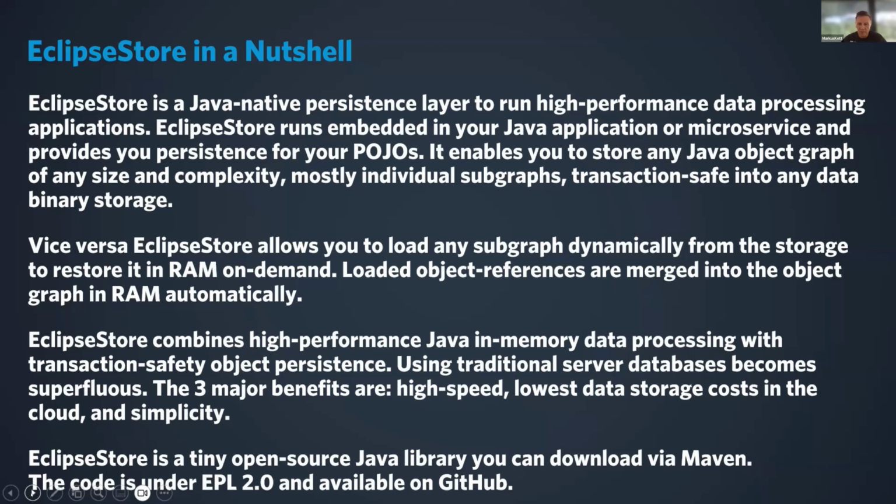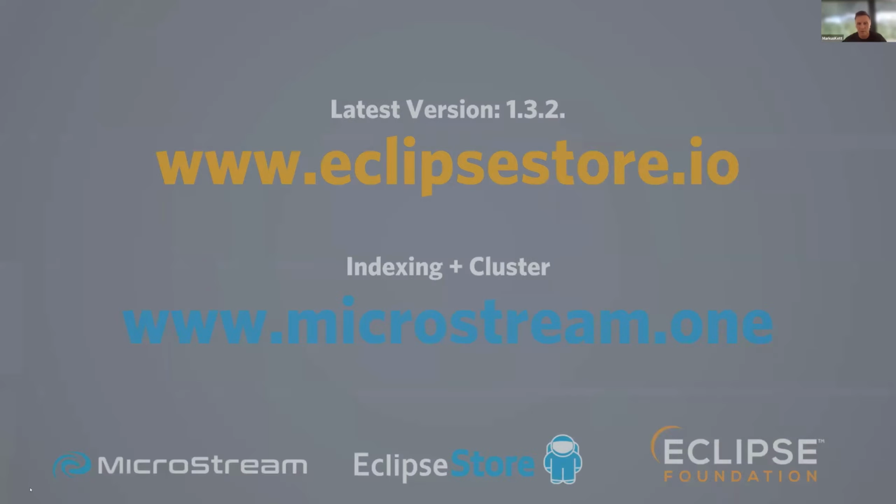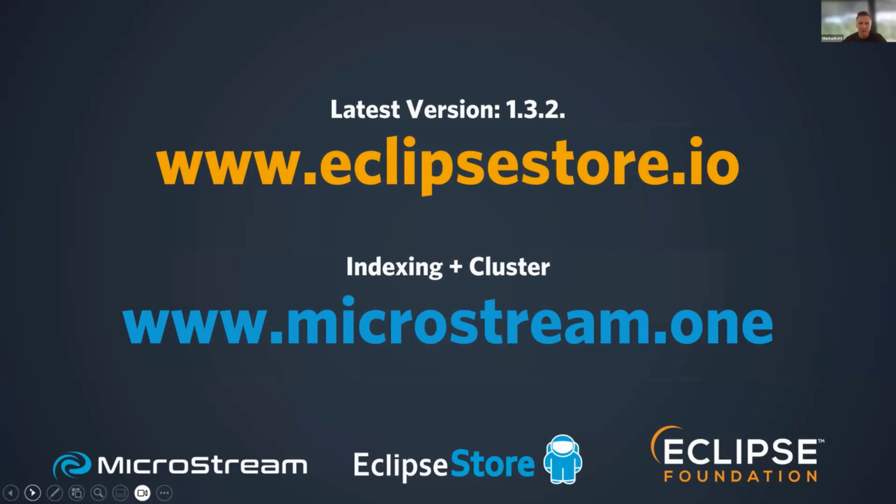So it's open source. It's an Eclipse project since last year, and you can download it via Maven. And the open source license is the EPL, the Eclipse Public License. This is a great license. You can use EclipseStore for commercial purposes. Also, you can build closed source applications and use it for your code. The code is on GitHub. With MicroStream, we are the company behind the EclipseStore open source project. We also provide you with a new indexing API and the cluster solution for creating distributed applications.